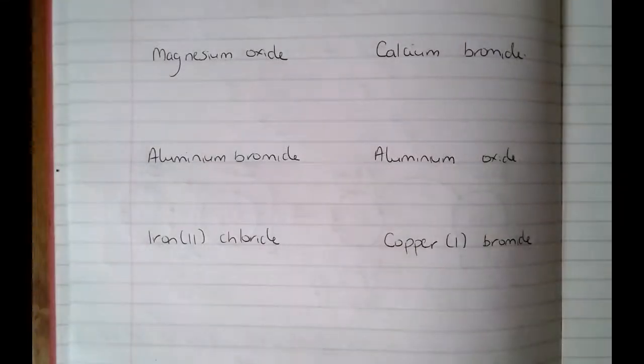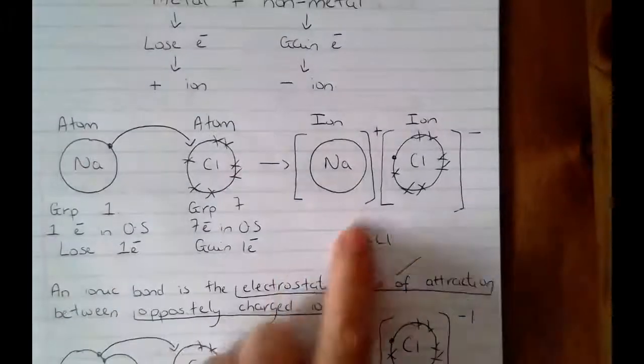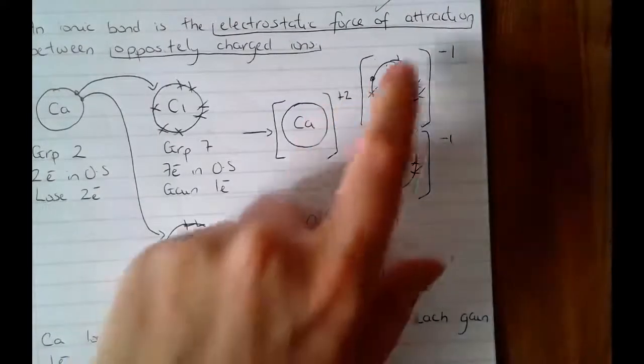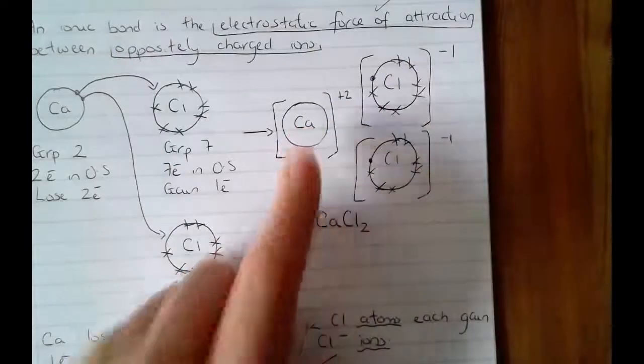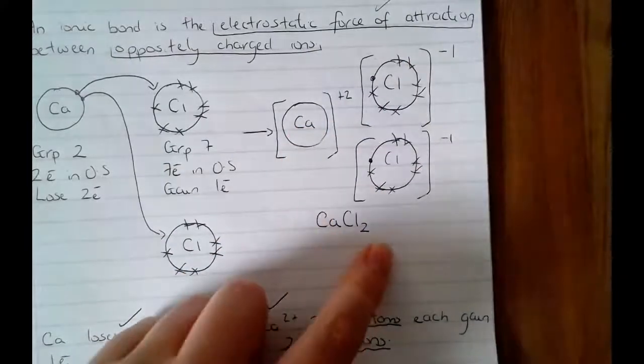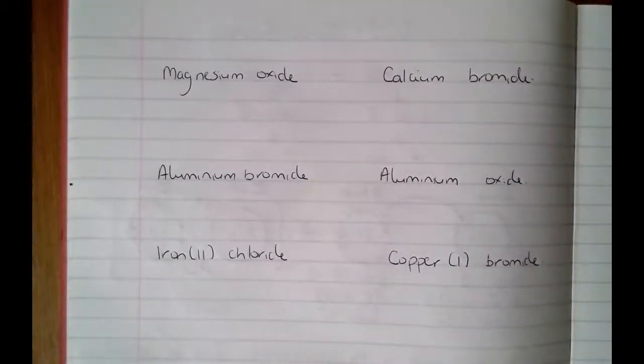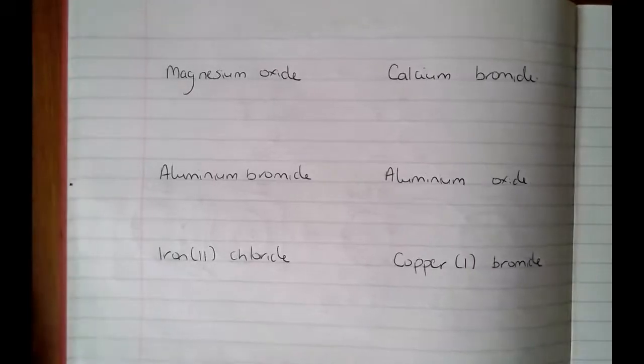The other thing you need to be able to do is write the formula of ionic compounds. On the previous page, when we drew out our diagrams, we were able to work out what the formula would be. So for example, when we drew out NaCl, we saw we had 1 sodium and 1 chloride ion. The formula was just NaCl. The second reaction, we saw we needed 2 chlorines for every 1 calcium, so we knew it was CaCl2. Luckily, you're not going to have to draw those dot cross diagrams every time you want to work out the formula. Instead, you're just going to use the charges on the ions.